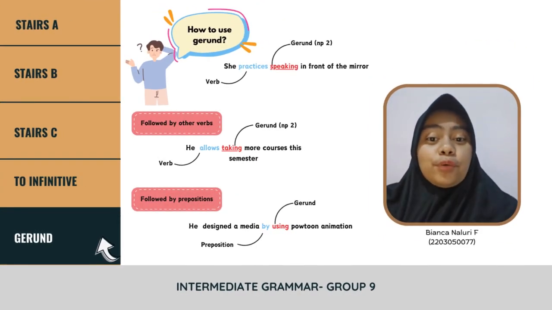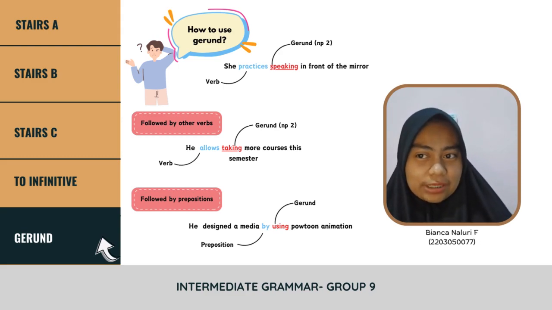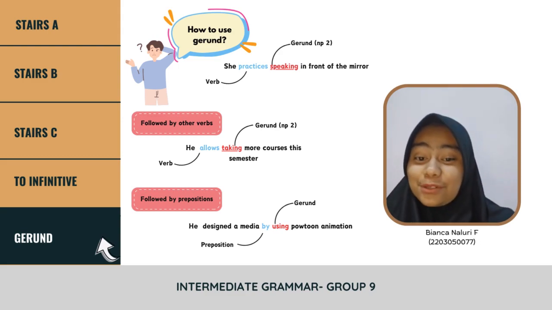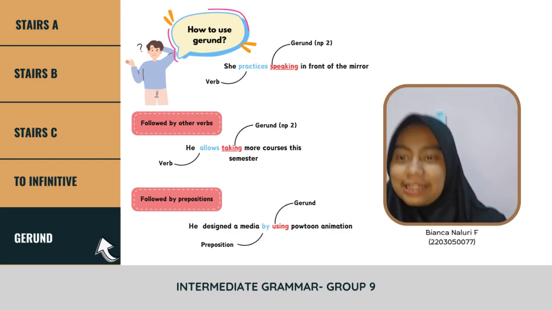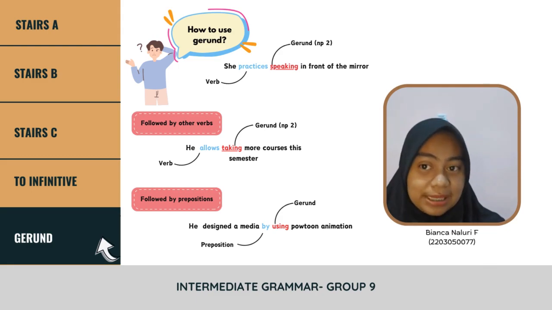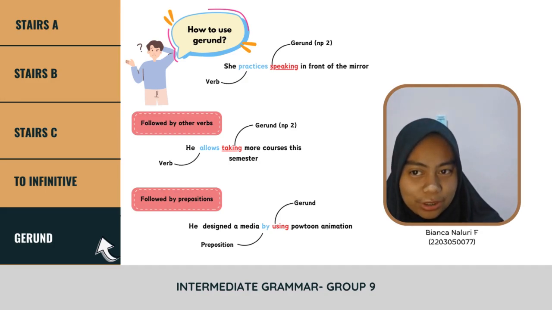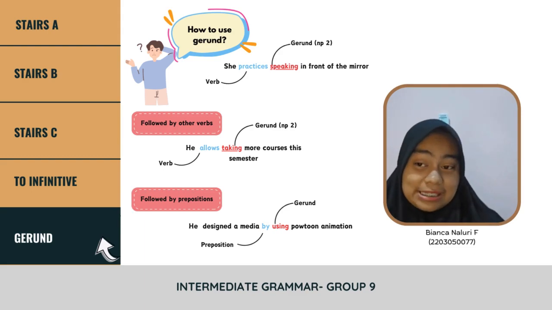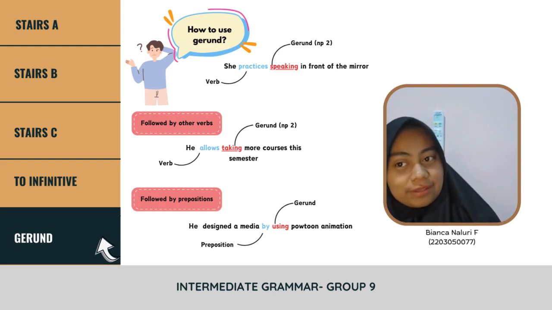Alright, after we know how to form a gerund, it is important for us to know how to use gerund. Okay, let's take a look at the first example here. She practiced speaking in front of the mirror. Okay, let's break it down from one word to another word in this sentence. She practiced speaking in front of the mirror.